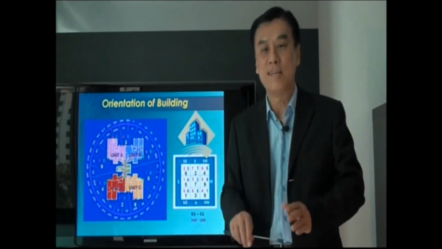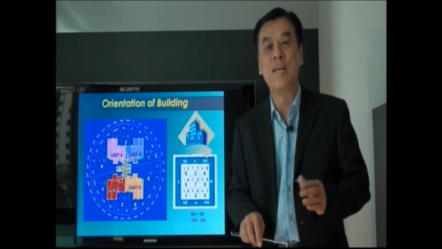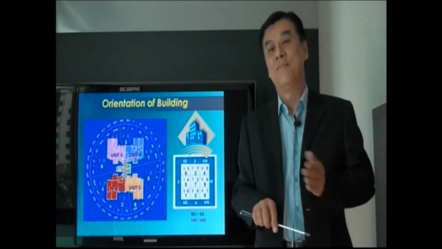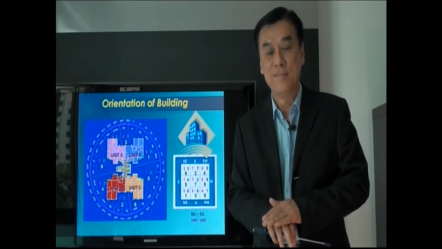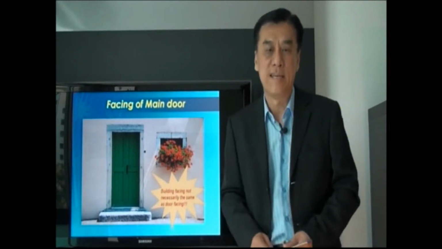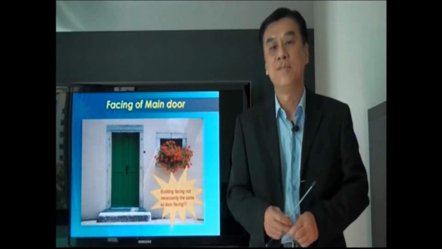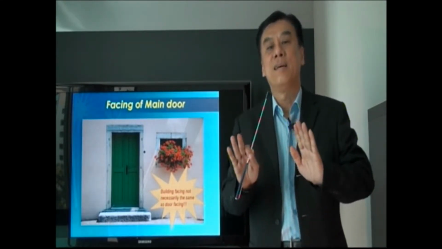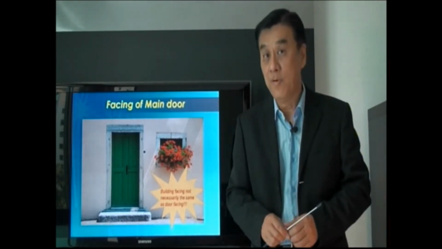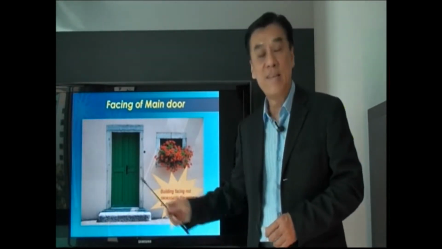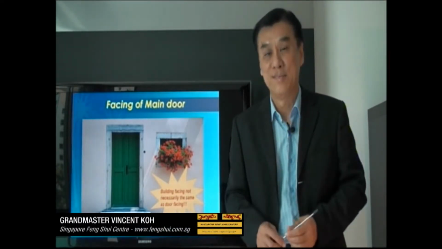Now in this talk here, I will not go into the details of how we can use the birth date and the flying star chart to match into the house. Let's come back to the house again. Now remember, when you are taking the reading for the facing of the house, you must identify where is the facing. And remember, I said that before. The facing of the door is not necessarily the facing of the house.